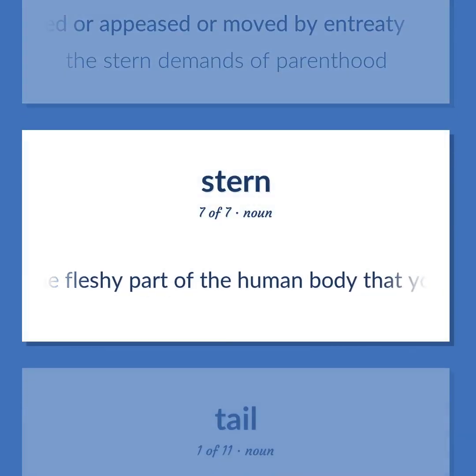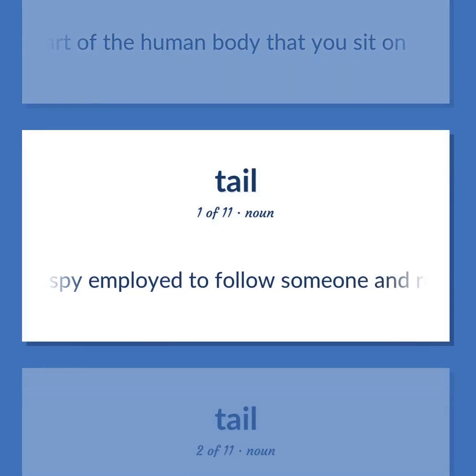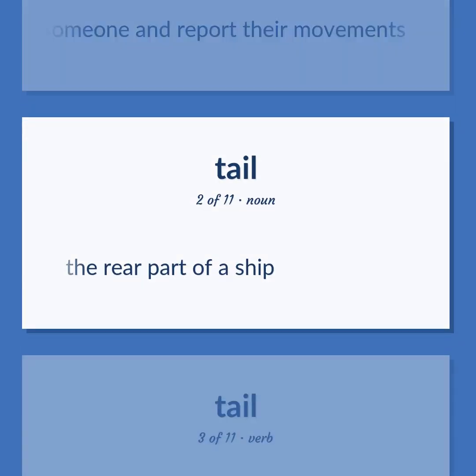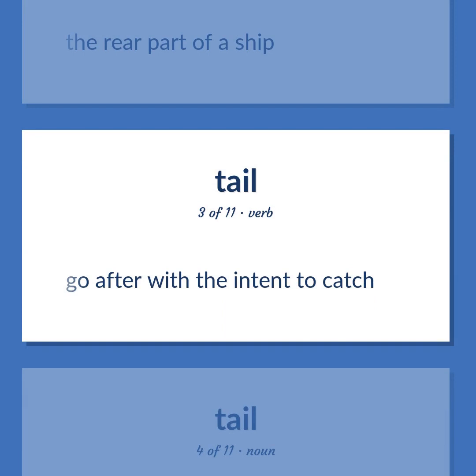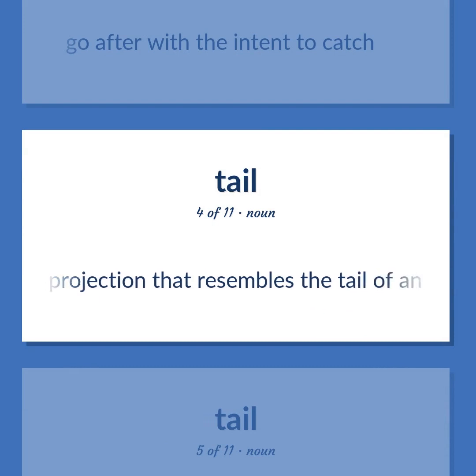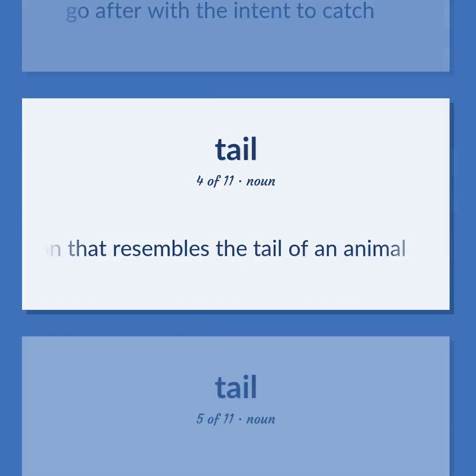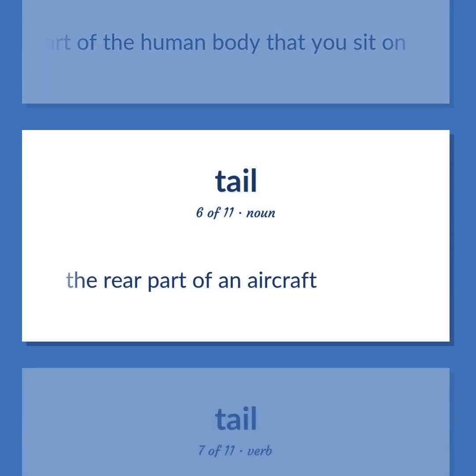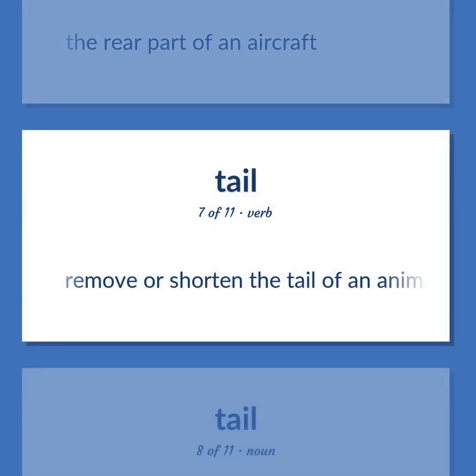The fleshy part of the human body that you sit on. A spy employed to follow someone and report their movements. The rear part of a ship. Go after with the intent to catch. Any projection that resembles the tail of an animal. The fleshy part of the human body that you sit on. The rear part of an aircraft. Remove or shorten the tail of an animal.